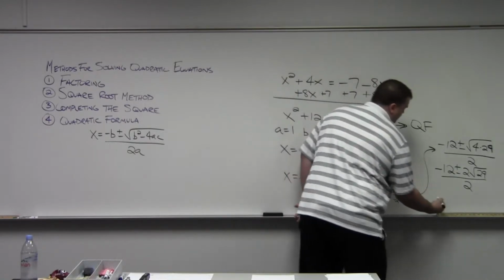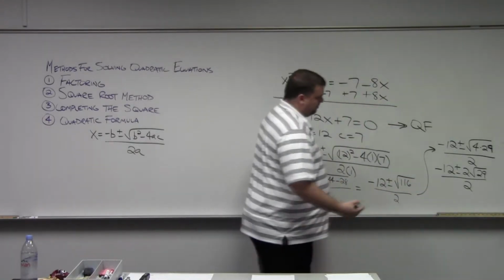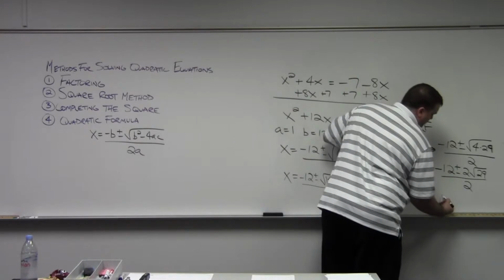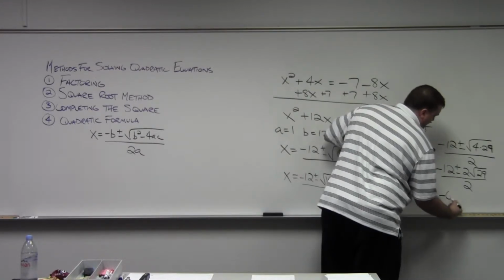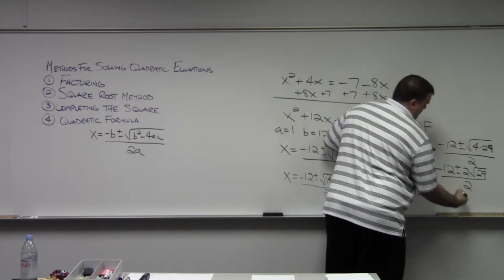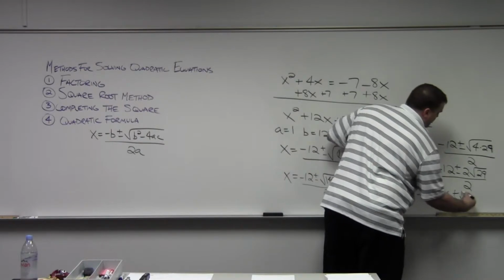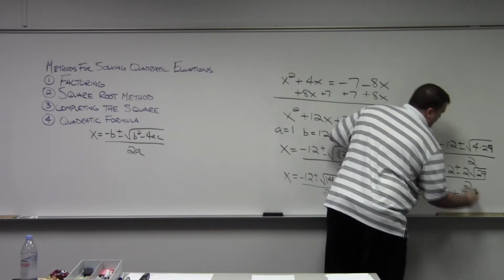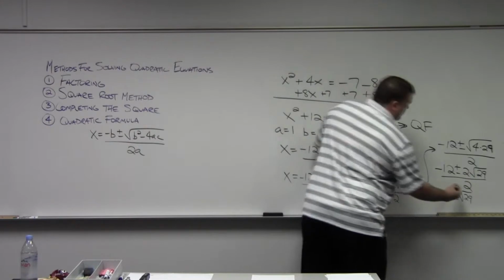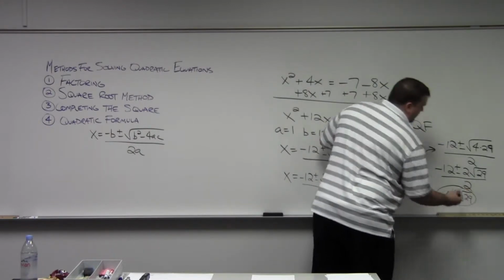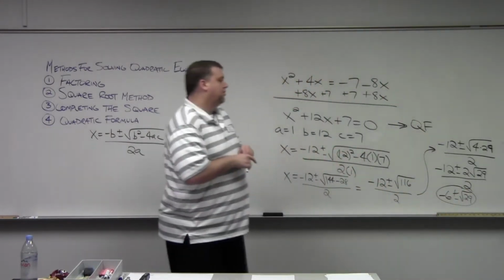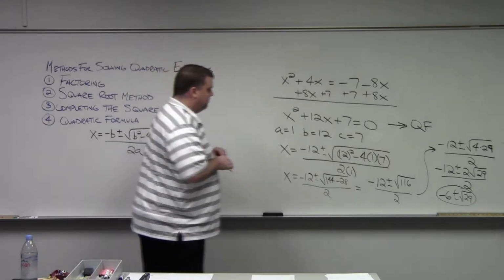So what would my final answer be here? What's negative 12 divided by 2? Negative 6. Plus or minus square root of 29. Yeah, plus or minus square root of 29. That 2 divides into that 2 evenly, leaving 1 square root of 29. So my final answer there would be negative 6 plus or minus the square root of 29.